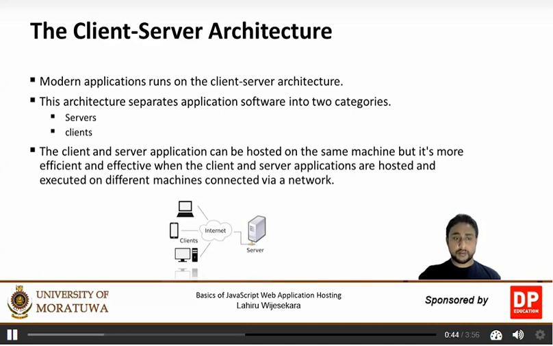We need to understand the client-server architecture. The modern applications run on the client-server architecture. This architecture separates application software into two categories: servers and clients. The client and the server application can be hosted on the same machine, but it is more efficient and effective when the client and the server applications are hosted and executed on different machines connected to our network.